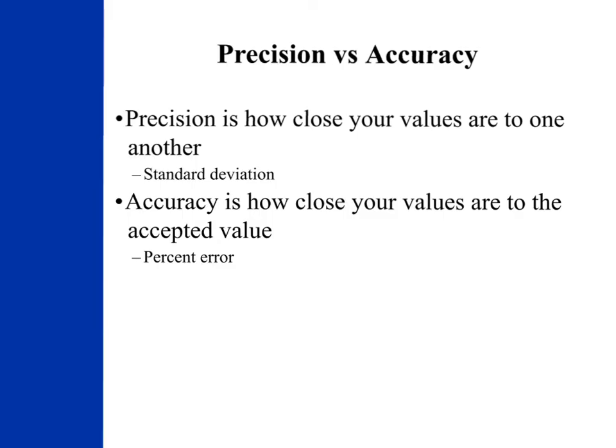Accuracy, on the other hand, tells us how close our values are to the accepted value. So if I have a low % error, that tells me that my experimental values were close to the accepted values. There are other videos which will demonstrate how to do these calculations, so you can ask your TA or go to the Learning Center for more help.